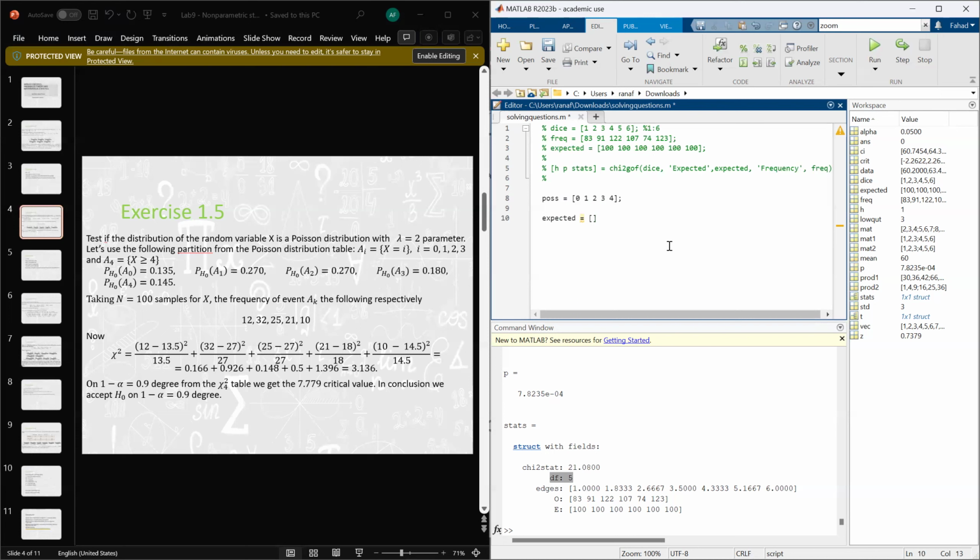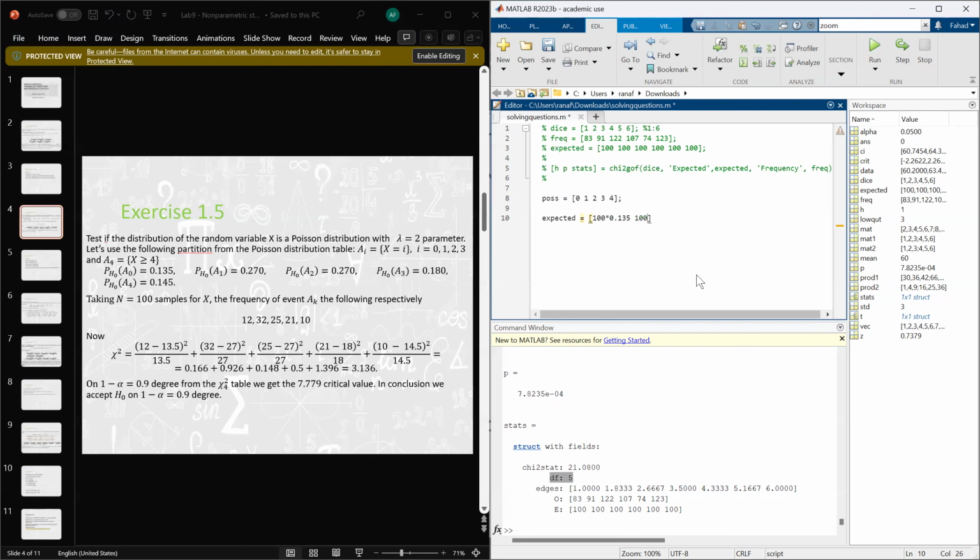Okay, we took 100. So ideally, for each side we just multiply their probability with 100. So we took 100 samples. Okay, how many of those are A0? So the probability of A0 is 0.135. So we will just multiply 100 with 0.135. Okay, that's the first value.